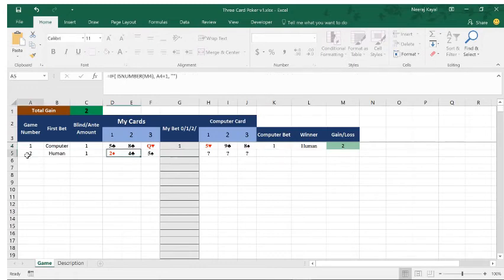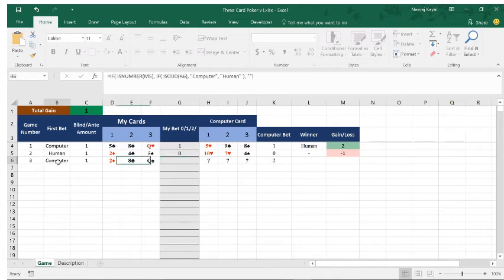Now in the next game it's my turn to make the first bet, and I have nothing. It's 2, 4, 5, one of the lowest possible hands. So maybe I'll fold, and so the computer wins because I had surrendered, and it wins $1 from the initial amount.